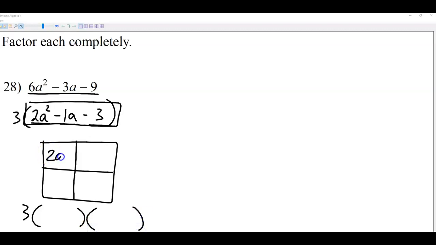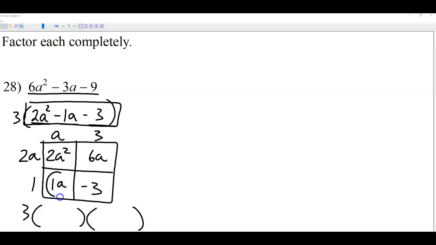So we put the first term here in the top left, last term here in the bottom right. We look for two numbers that multiply together to make 2a squared. That would be 2a and a. And then we look for two numbers that multiply together to make 3. That would be 3 and 1. Now 2 times 3 is going to be 6, so we get 6a here and 1a here.